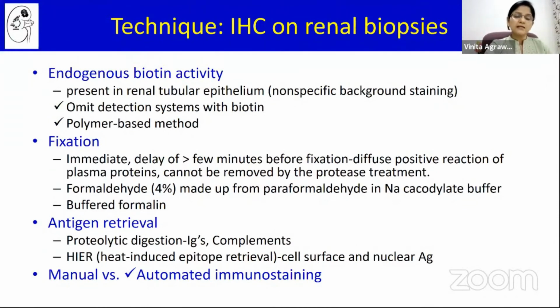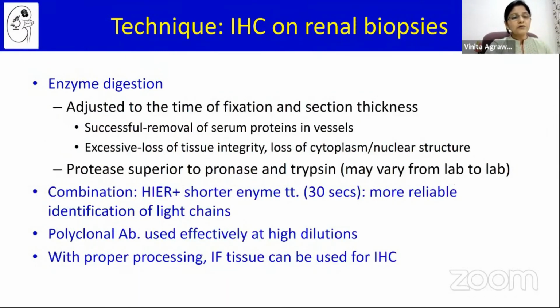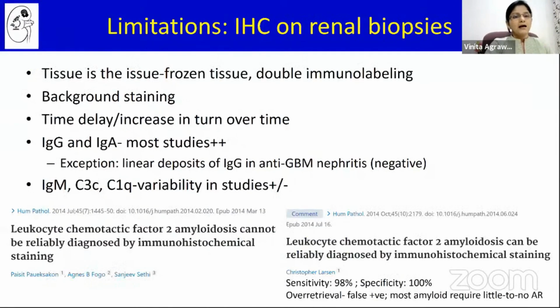And with our experience, automated immunostaining is better. Of course, you have to control the enzyme digestion. It can be combined with the heat induced epitope retrieval. For the limitations, I've already talked about background staining. Tissue can be an issue, and you can even use frozen tissue for immunohistochemistry.